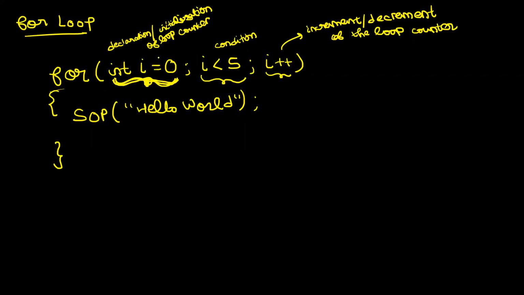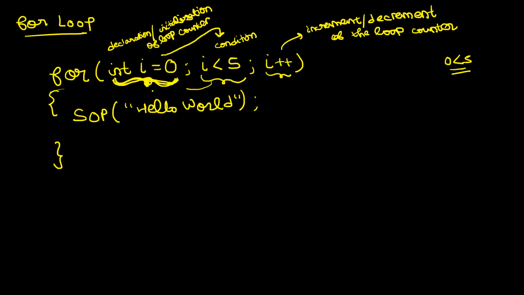Okay. Now, once you have got the value of i, go to the condition check. Guys, try to follow my arrows and you will understand. So first you do a declaration and initialization of the loop counter. Then you go and check the condition. Is i less than 5? What is the value of i? 0. 0 less than 5. Guys, tell me, is this true or false? Yes, it is true. So the condition evaluates to true.